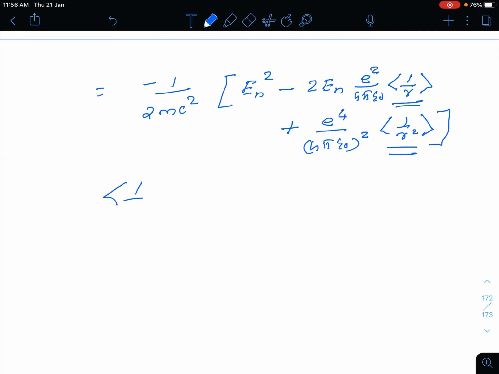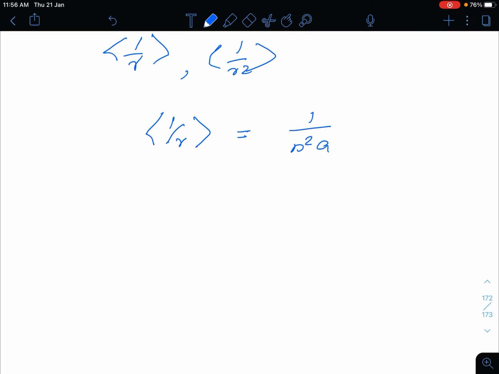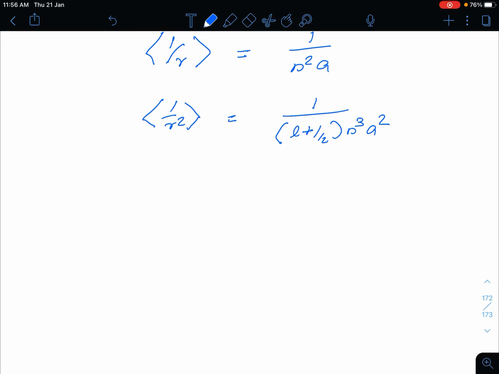The expectation value of 1 by R and the expectation value of 1 by R square, which I think we have done in other ways, so I'm not doing that here. The expectation value of 1 by R is 1 by n square a, and of course the expectation value of 1 by R square is 1 by (L plus half) n cube a square. Okay, so put that back into the equation.